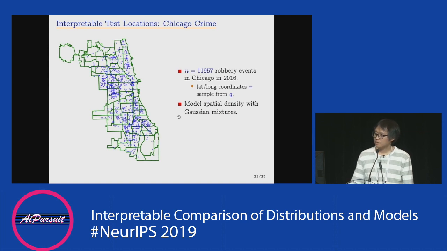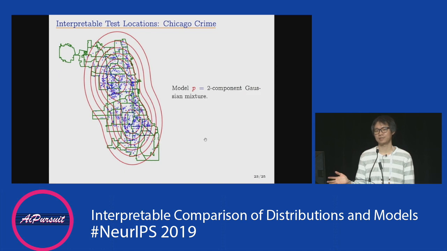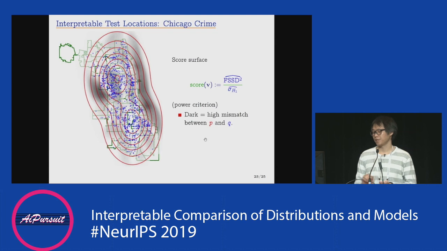And let's say that we are given this model. This is our P, right? P is a 2-component Gaussian mixture. And the goal is to do goodness of fit testing of this P. Now, we can run our procedure, right? We can consider the power criterion, the ratio function, as our score function, and show this score function. So here, dark color indicates high mismatch, so it's high score, high mismatch between P and Q. And you can see that it's quite dark in this area here on the right.